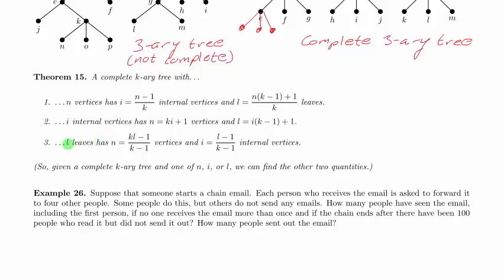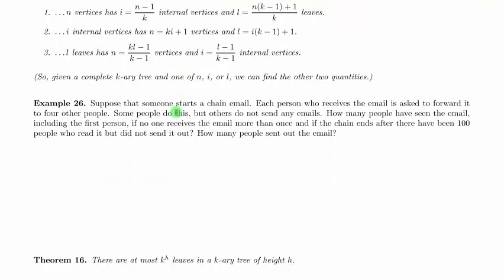And then if we know the number of leaves, then we can find the number of vertices. We'll take k times l minus 1 and then divide that by k minus 1. And then the number of internal vertices is going to be (L minus 1) divided by (K minus 1). So again, knowing that the tree is complete and the K value, then we can find those. If we don't know that it's complete or k-ary, then these aren't going to apply.